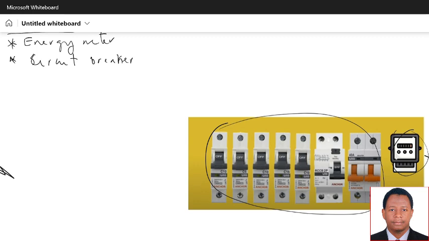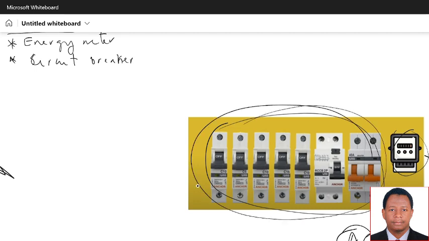But since it will be an AC voltage or AC current, we don't usually consider positive and negative terminals, because if I connect the red, the live, here or here, it will be the same thing. The only thing we have to follow is here from the supply and here from the load. We also saw the circuit breaker in the previous video.